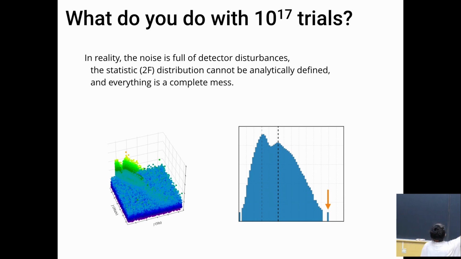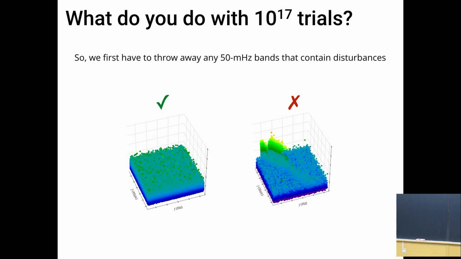But here's the problem, right? If your entire distribution looks like this, and you have a potential signal that's all the way out here, how can you even start to quantify what that significance is when you can't know whether that's actually a disturbance or whether that's true signal? So the first step with these 10 to 17 trials, you have to go through and throw away anything that looks like that, and you only keep things that look like this.